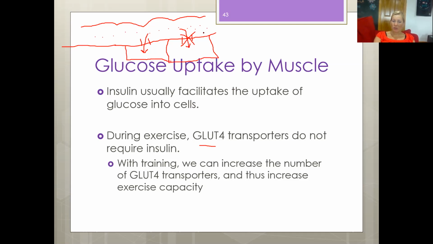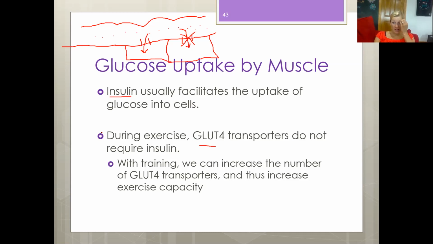GLUT1, which is what I showed you over here, is only activated when insulin is available. So this is like the front door to get into the cell. Insulin has to unlock this door. Well, the side door, GLUT4, is already open if I do exercise. So I don't need a key to get in this way.